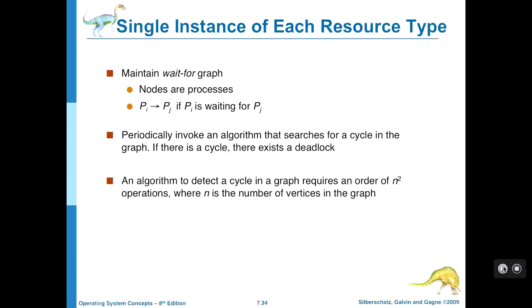Again, we're going to divide the systems into 2 kinds, one where there's a single instance of each resource type, and one where there are multiple instances of each resource type. So if we're considering systems where there's only one instance of each resource type, we can actually maintain a graph that tells us which processes are waiting for resources held by other processes. And periodically you can invoke an algorithm that searches for a cycle in the graph. If there's a cycle, then there's a deadlock. The algorithm to detect a cycle in a graph requires an order of n squared operations, where n is the number of vertices in the graph.